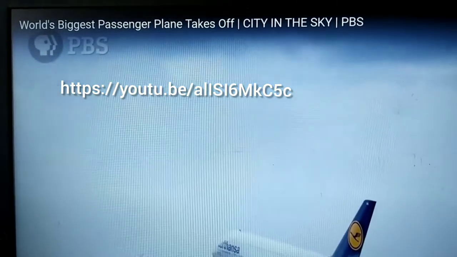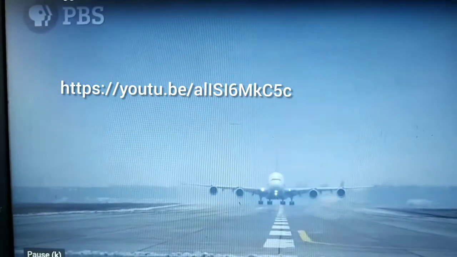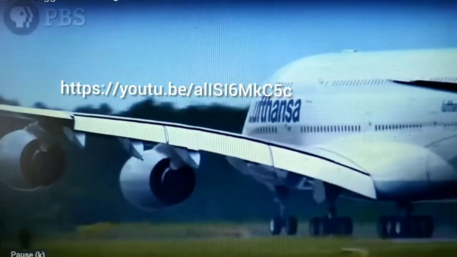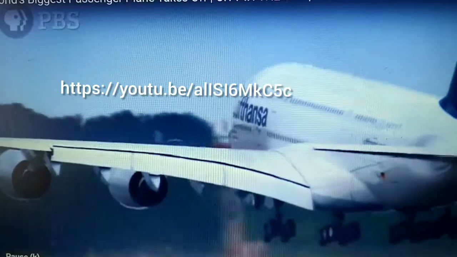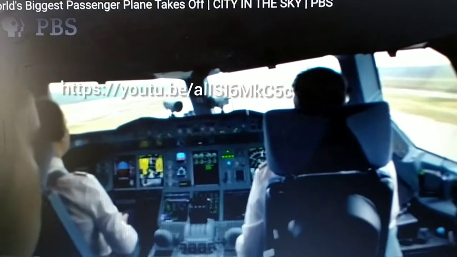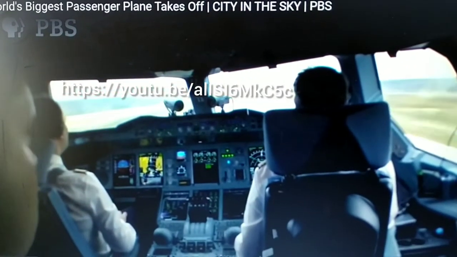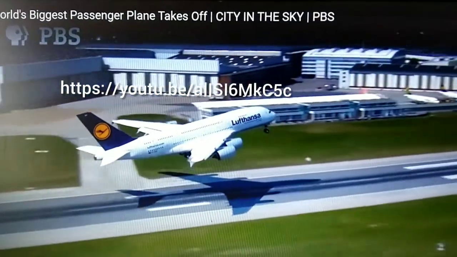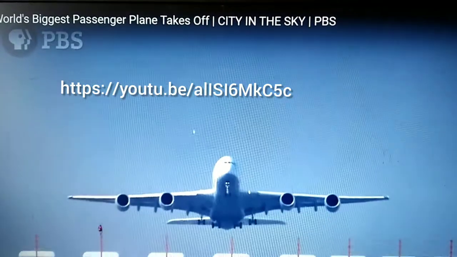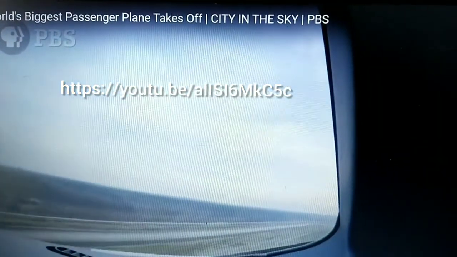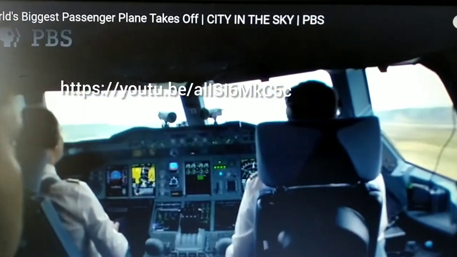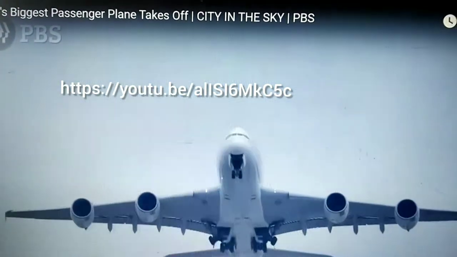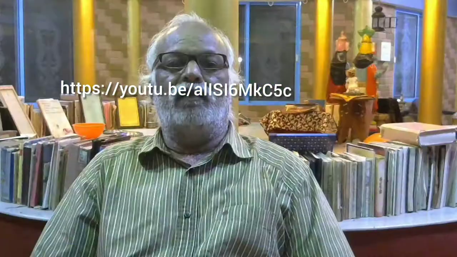Rotation uses the elevators to force the plane's nose up. By altering the aircraft's angle, much more of the air flowing around the wing is forced downwards, so the plane's lift is greatly enhanced. Within a second or two, this allows it to effortlessly leave the ground. And with that, another 500 passengers have joined the city in the sky.